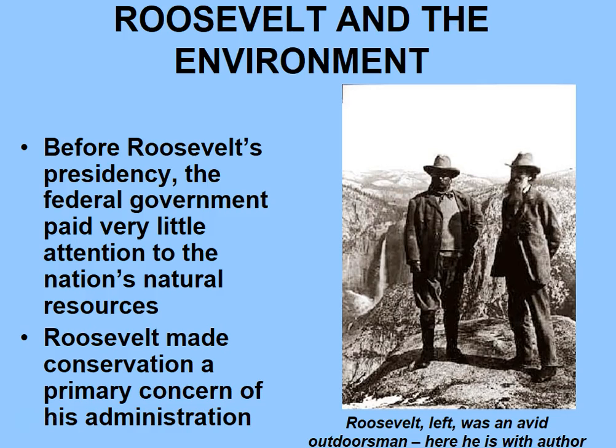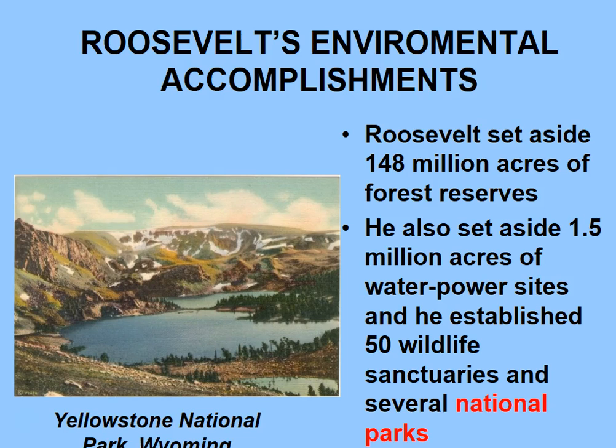And he was an outdoorsman. He was a hunter and a fisherman, and he loved the outdoors. He'd grown up being outdoors a lot, and he wanted to maintain this and make sure that big business did not ruin these beautiful places in the West that he wanted to keep from generation to generation. And here's what he did, some specifics here. He's going to set aside 148 million acres of forest reserves, most of these being in the West, as well as 1.5 million acres of water power sites. Those would be dams. 50 wildlife sanctuaries and national parks, one of them being, of course, Yellowstone National Park.